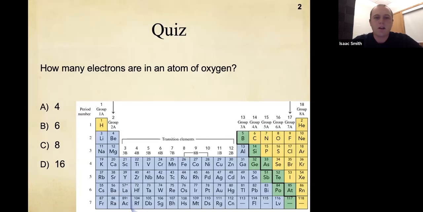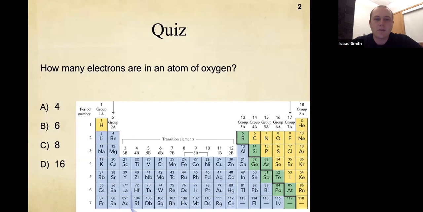So, I just started out with this little quiz. Let's see how we're doing. Hopefully you paused your video and could try to answer this. This goes along with what we talked about last time: the basic structure of an atom, and how many protons, neutrons, and electrons are found in each atom just by looking at the periodic table.